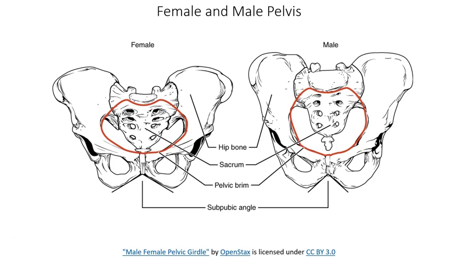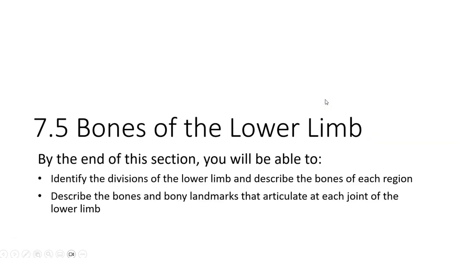All right, so just kind of see that in action. So we've got that subpubic angle, more of a U shape versus more of a V shape, and then that inlet and the entire overall pelvis is going to look a little bit different.